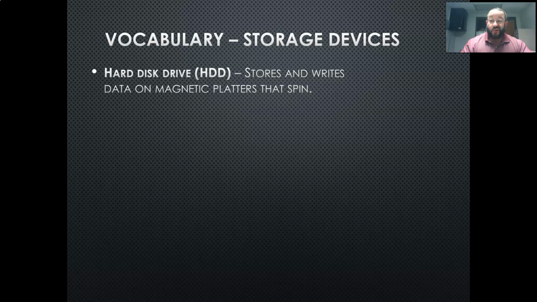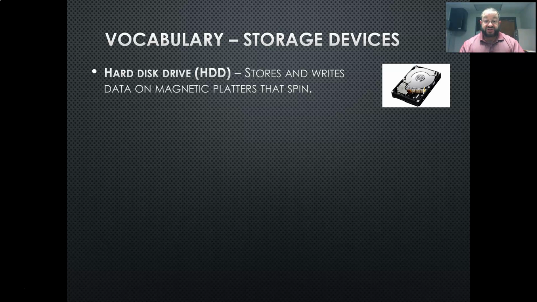HDD. This is older technology. It stores and writes information. It keeps, houses, and stores information on magnetic plates that spin. These plates right here are spinning really fast, sometimes as much as 10,000 RPM, maybe 5,400 RPM or 7,200 RPM, depending on the make or model. But they're spinning really, really fast, and information is stored on these highly magnetic plates.